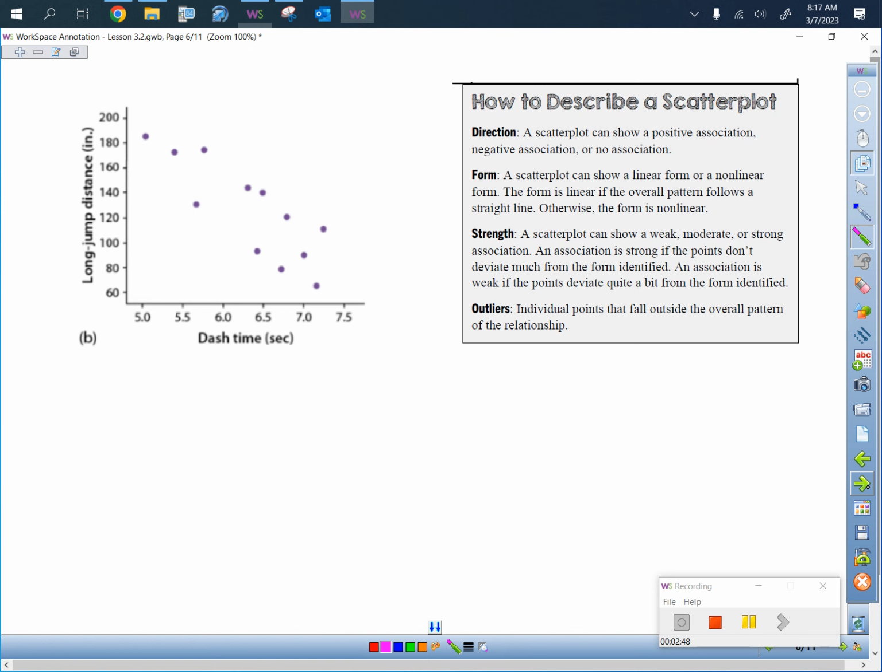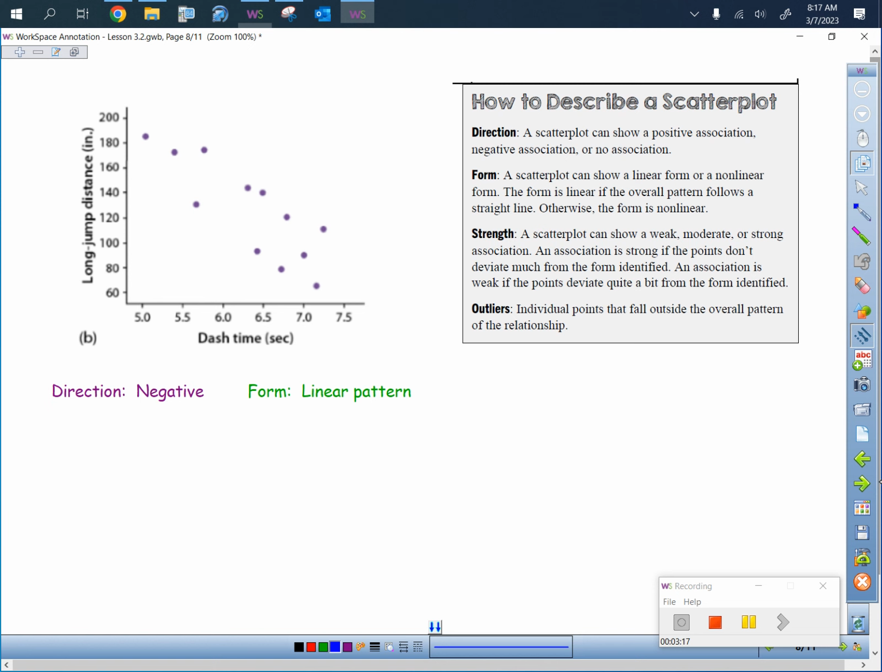Direction, is this one positive or negative? Boom, that one is negative, because the dots are going down as you go from left to right. Negative. But what would you think on this one? More linear or more curved? I would say that's more of a linear pattern. It doesn't curve anywhere, so it is linear. It's got a linear pattern.